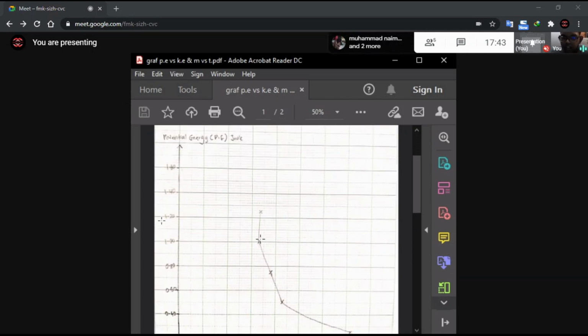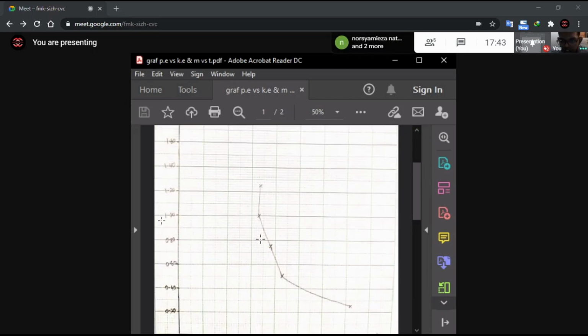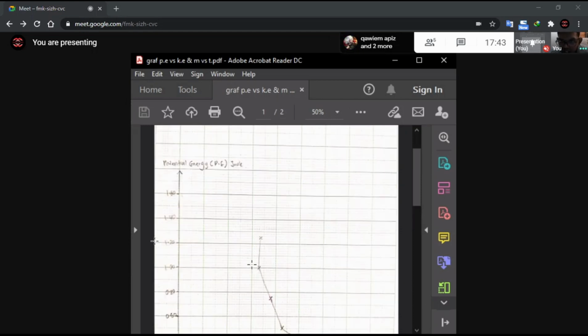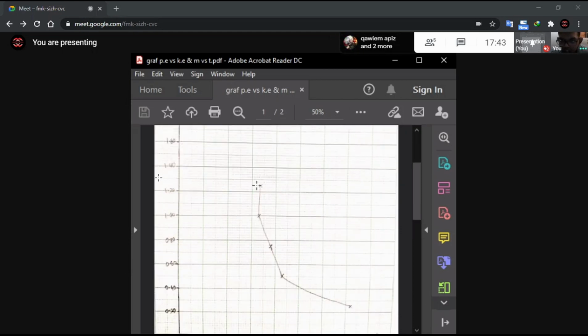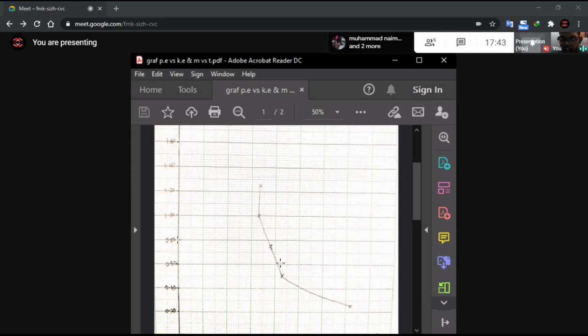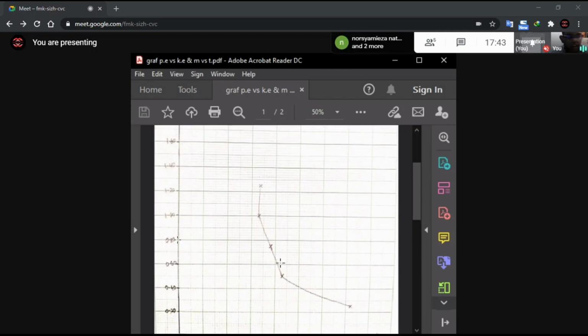Therefore, the relationship between potential energy and kinetic energy is that the higher the kinetic energy, the higher the potential energy. From the calculation, we have obtained that the slope of the graph is equal to 0.21 meters.